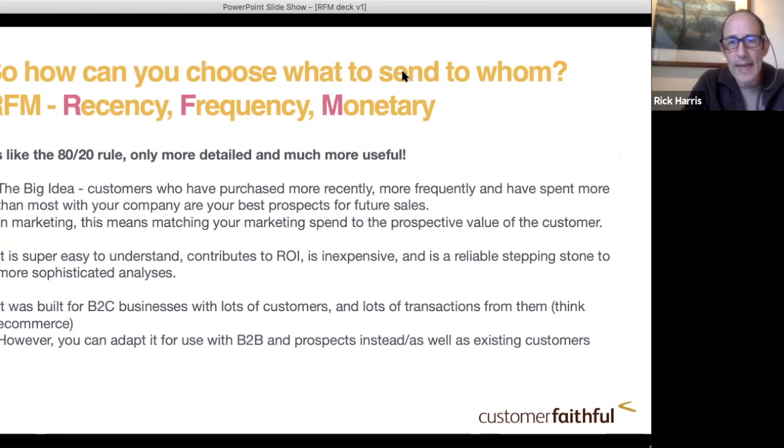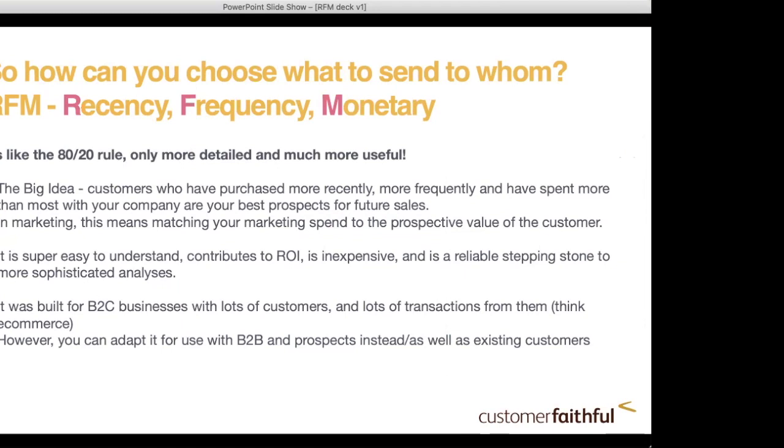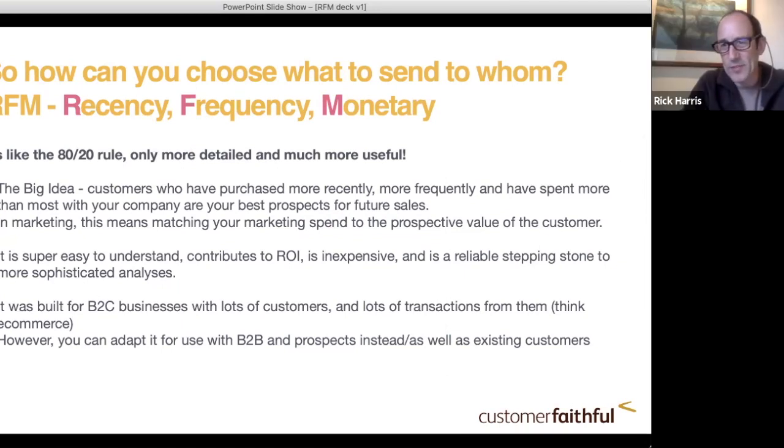And this technique is really simple. If you've heard of the 80-20 rule, which I'm sure you all have, it's a bit like that, but it's much more detailed and much more useful. But it's almost as easy to use.